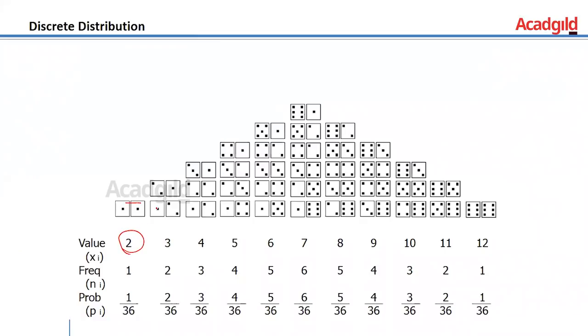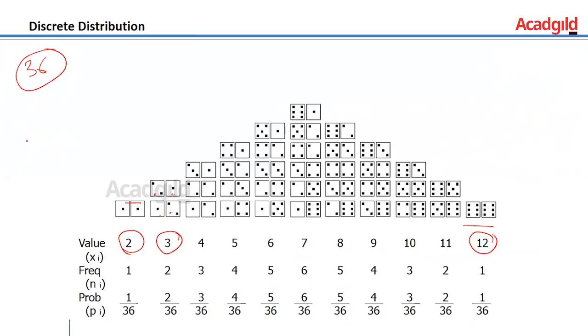When I get 1 on the first die and 1 on the second die. How many ways can I get 3? 1 on the first die and 2 on the second die, or 2 on the first die and 1 on the second die, and so on and so forth till I get 12, which is that I should get 6 on each of the dice. How many outcomes in all? There are 36 possible outcomes.